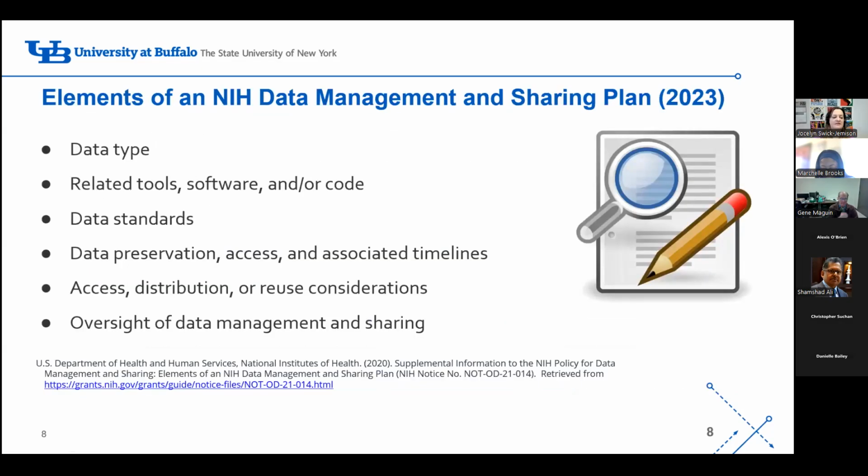So these are the 6 elements. Number 1, data type. You're going to give a brief explanation of what type of data you are collecting. Related tools, software, or code. Again, if you have a certain software that you use, a certain piece of equipment that generates data for you, or if you are generating code to analyze your data or collect it, this is where you describe it. You won't include your code in the data management plan, but you will describe it.